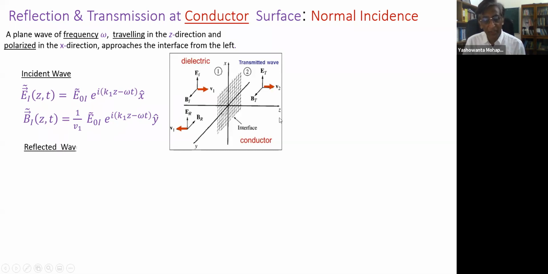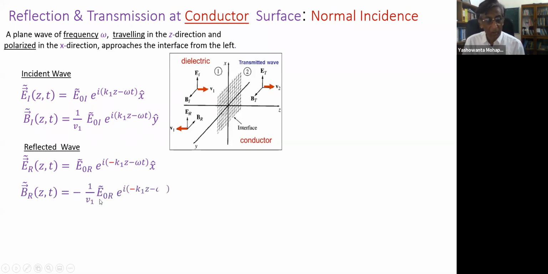That's the incident wave. Now the reflected wave, okay, what changes is the k1 becomes minus k1, and B_R now points in the minus y direction. There are only two changes. The wave is going in the minus z direction in medium 1, and E_R is of course still polarized in x hat direction, and B_R is minus 1 by v1 E naught R e to the power i(minus k1 z minus omega t) in minus y direction. So the reflected part B_R is pointing in minus y direction.